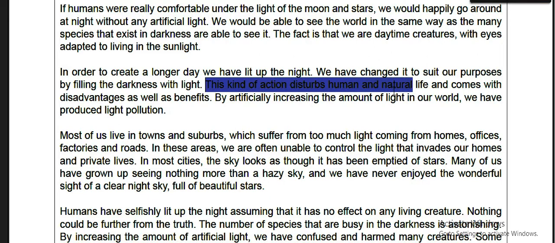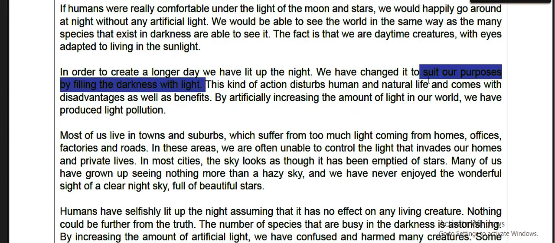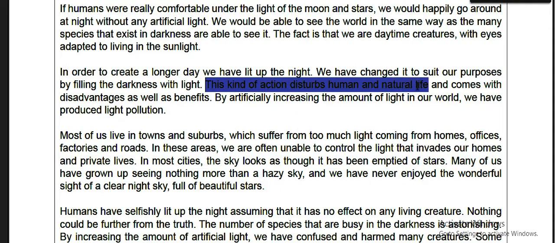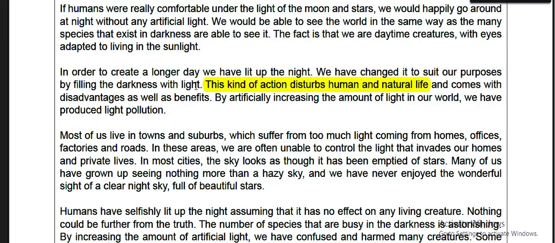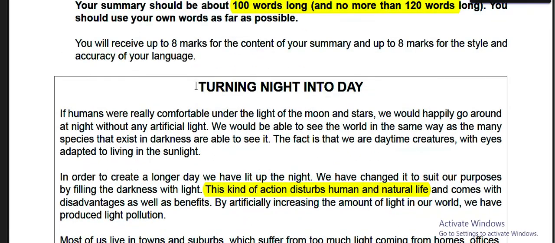Okay, this kind of disturbs natural life and comes with disadvantages as well as benefits. So let's see, this is where we are going to pick a point. Okay, a point has been given here, so you identify that it disturbs human and natural life. Let's move on. And comes with disadvantages as well as benefit. Fine. By artificially increasing the amount of light, we have produced light pollution. Good. So this may not be a point for you because the question wants you to talk about the negative aspect of light pollution in our world.